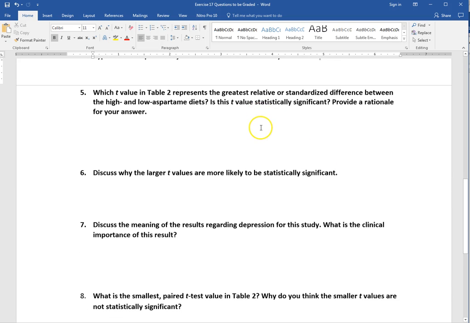Number five, which T value in table two represents the greatest relative or standardized difference between the high and low aspartame diets? So what you're looking for here is the largest T value from the table. So look at that table and find which variable had the highest T value being reported. This could be a positive or a negative number, just the largest absolute value is what you're looking for.